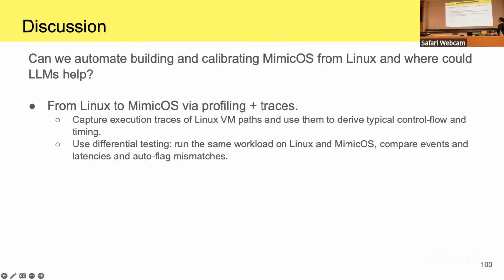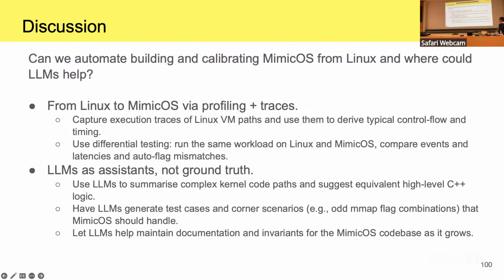From Linux to Mimic OS via profiling. Basically capturing execution traces of Linux's VM paths and using them to derive typical control flow and timing. And to use differential testing: run the same workload on Linux and Mimic OS, compare events and latencies, and auto-flag mismatches, basically.